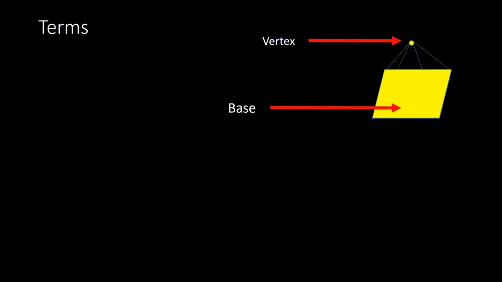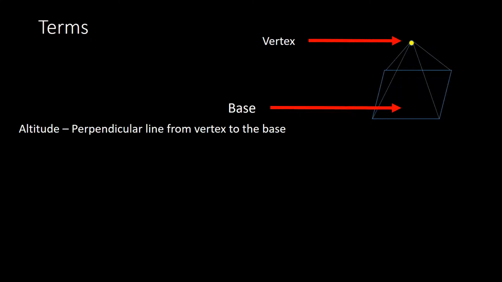Next we have the base, which is the bottom of the pyramid. And then we have the altitude, which is the perpendicular line from the vertex to the base. So that line right there would be your altitude. And it's perpendicular, meaning it forms a right angle. Next we have height, which is the length of that altitude.